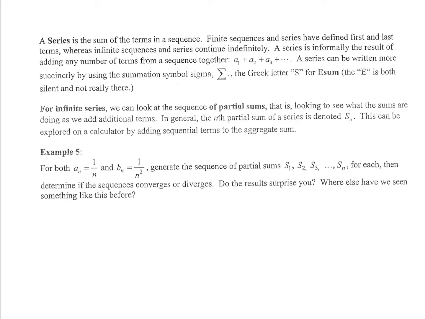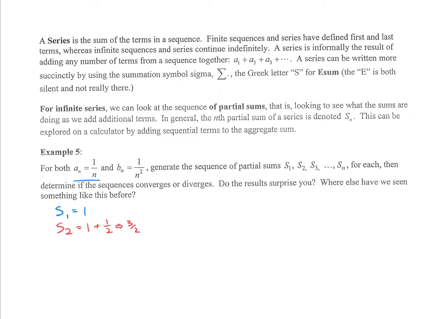All right, I'm going. For both a sub n equal to 1 over n and b sub n equal to 1 over n squared, we're going to generate the sequence of partial sums. So let's do it. Let's deal with this a sub n first. What is my s sub 1? We substitute in 1. What do we get? 1. I only have one term going on, so now we're going to find s sub 2. Well, s sub 2 would equal 1 plus, now I'm going to substitute in 2 for my a sub 2. So what do I get now? 1/2. Now I add them together and I get 3/2.